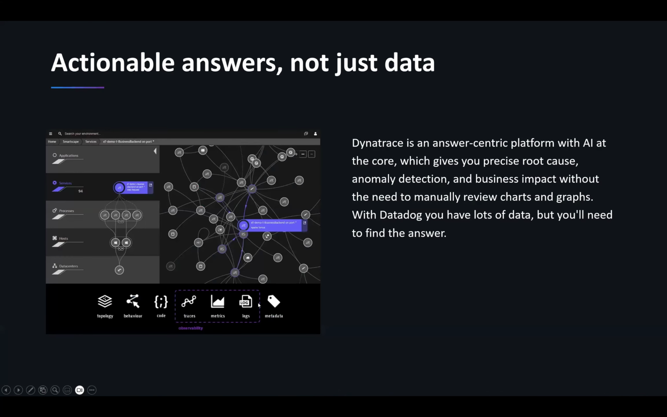So you see, this is your Smartscape topology. Dynatrace is the answer-setting platform with AI at the core, which gives you the precise root cause, anomaly detection, and business impact without the need to manually review charts. You can see the data center, which host, which process, which application, which service. It will give you the trace logs, everything, and you can analyze dependencies and connectivity. If something goes broken, from here to here it is not working.